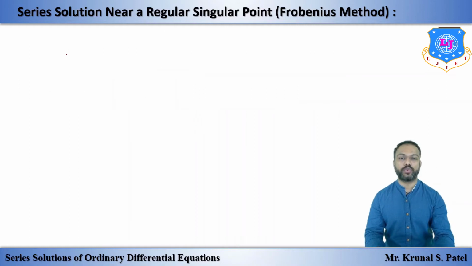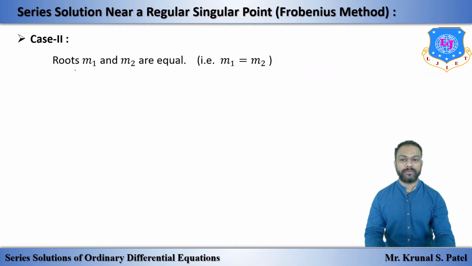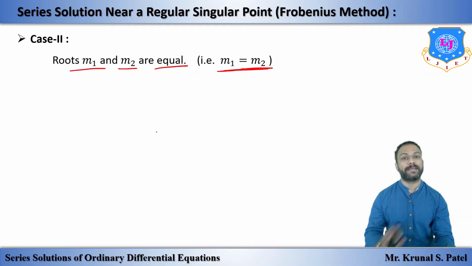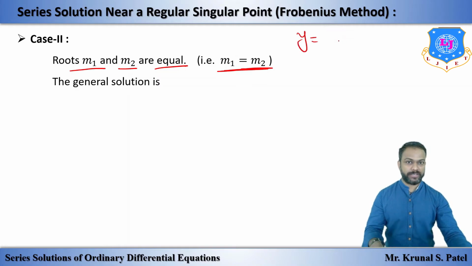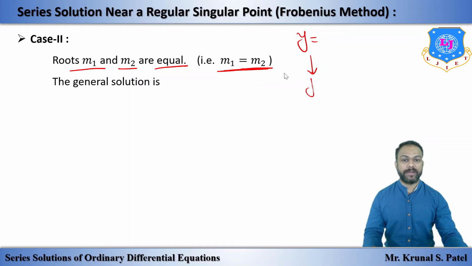Now what will happen in case 2? If m1 and m2 are equal, that means both roots are identical, m1 is equal to m2, then how can we find the general solution? So to find the general solution we have y. Okay, after the recurrence relation and finding a1 a2 a3 in terms of a0, we have y. Now in this y we will first put m1. So we have the first solution y1 by putting m1.